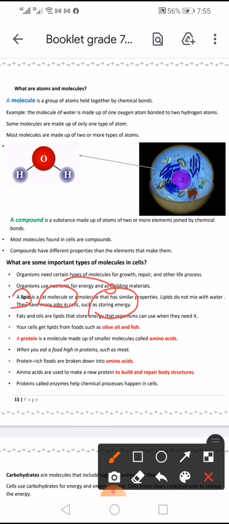Your cells get lipids from food such as olive oil and fish. So we get these fat molecules from food like olive oil and fish. The importance of lipids again is that they are needed to store energy. What happens to lipid when you run, when you play? What happens to this fat? It will give us energy.